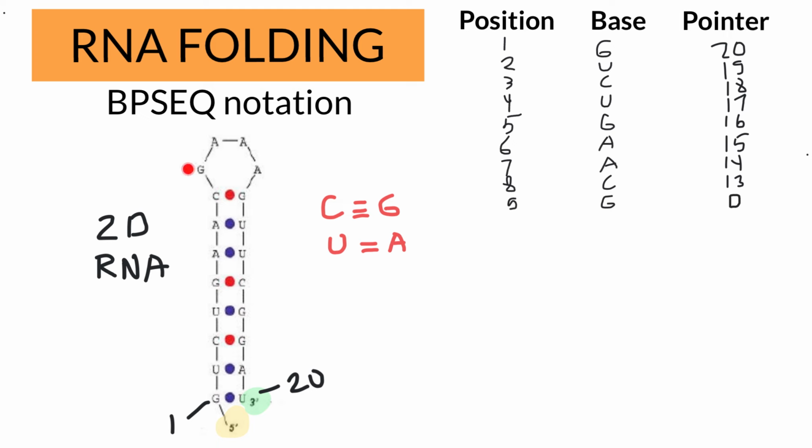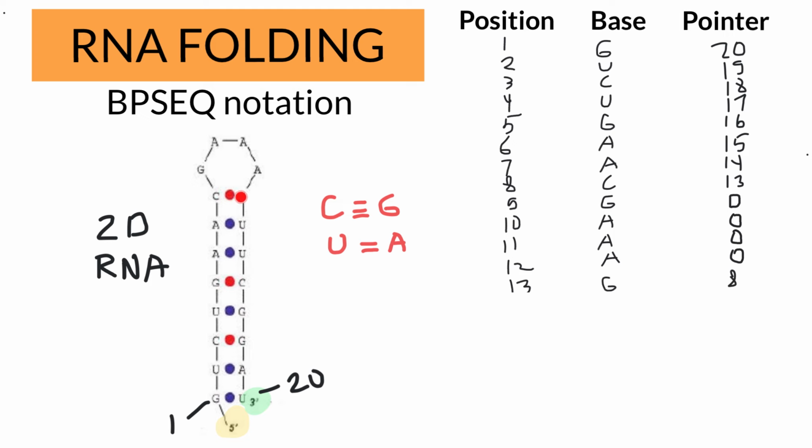Then we have position 9, guanine, but it doesn't have any bond. So we put here 0. Then goes position number 10, adenine, and it also doesn't connect with anything. So here we have a hairpin, and we put 0 here. At the position 11, adenine also doesn't point to any nucleotide. We put 0. And at the position 12, adenine also doesn't point to any nucleotide. We put 0. And here is where it gets interesting.